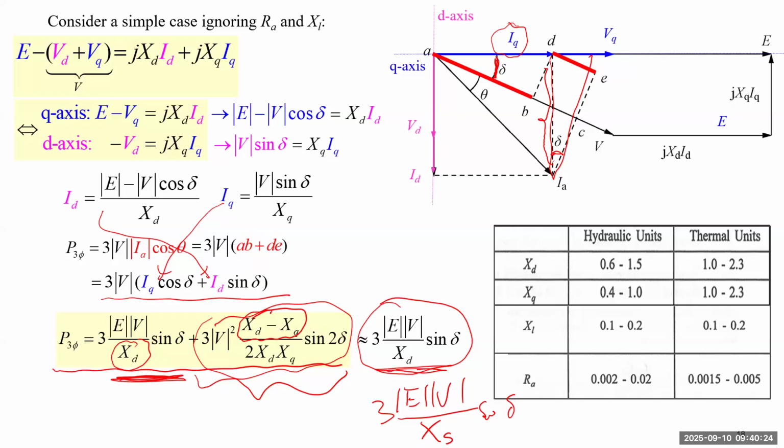And the percentage of the leakage reactance relative to either the D or Q reactance can be bigger compared to a thermal unit. Okay, so if this difference is not important to the calculation, you can utilize this approximate formula. Otherwise, you can utilize the accurate formula.